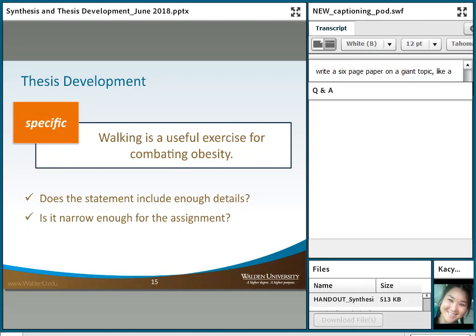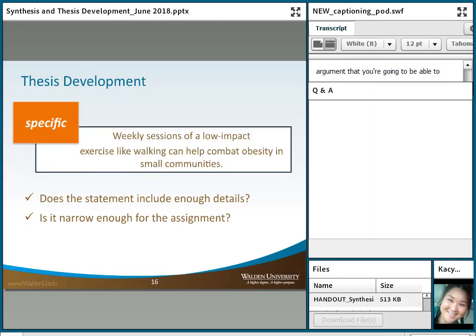Oftentimes what I see is students trying to write a 6-page paper on a giant topic. Like they're going to write a 6-page paper on cancer research or something like that. And that is just too broad. People have written dissertations on cancer research. So you want to make sure that you're allowing yourself an argument that you're going to be able to follow through with in whatever the assignment is that you've been given.